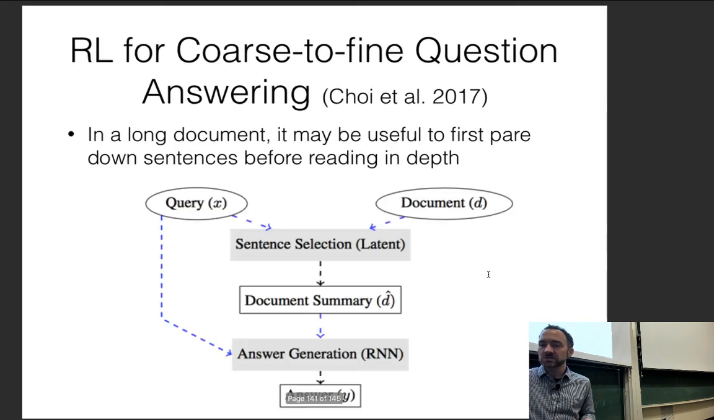Finally, coarse-to-fine question answering. I already talked about this, but basically you have a long document and you want to do QA with an expensive model. You do reinforcement learning to get a subset of the text in the document, and then use your expensive model over that.